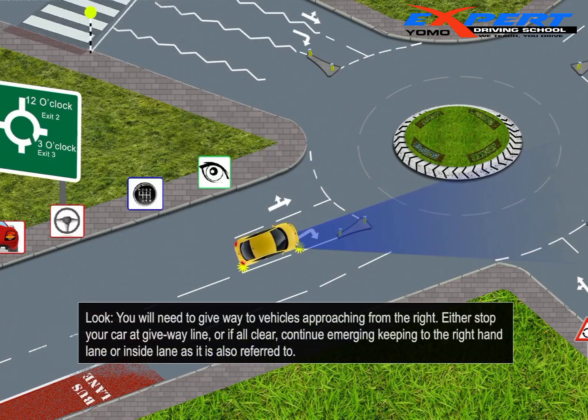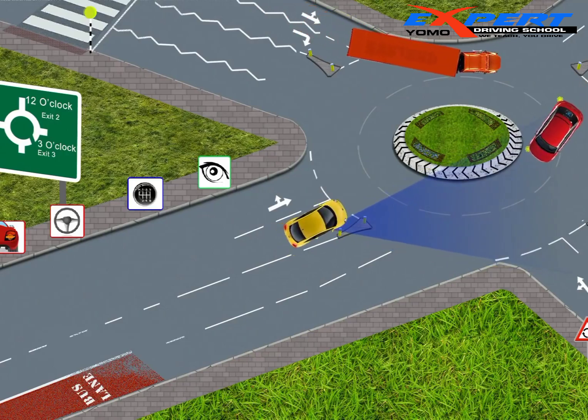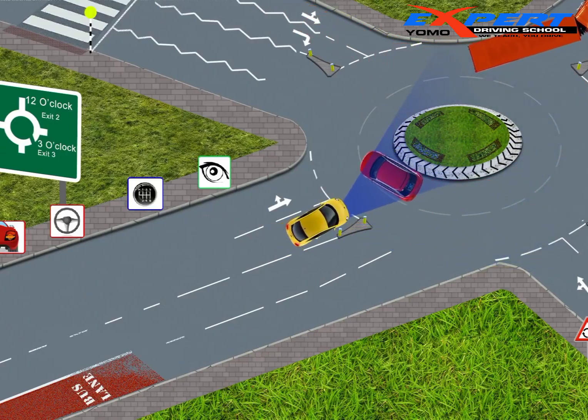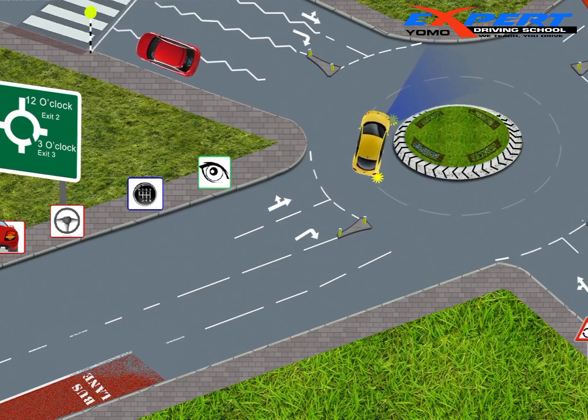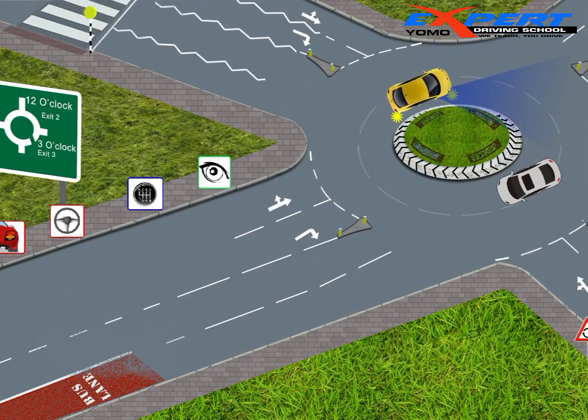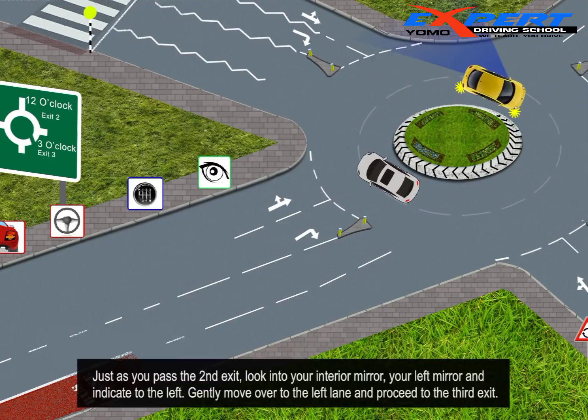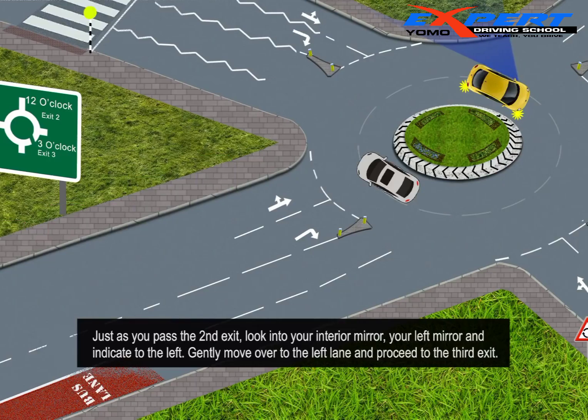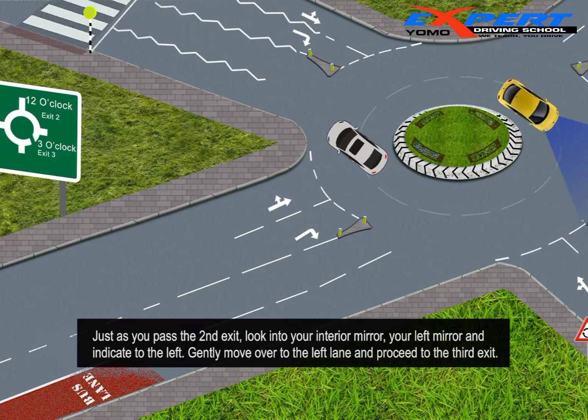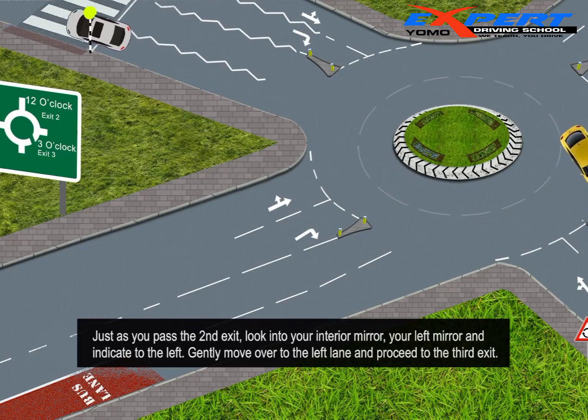Look. You will need to give way to vehicles approaching from the right. Either stop your car at the give-way line, or if it is clear, continue merging keeping to the right-hand lane, or inside lane, as it is also referred to. Just as you pass the second exit, look into your interior mirror and your left mirror, then indicate to the left. Gently move over to the left lane and proceed to the third exit.